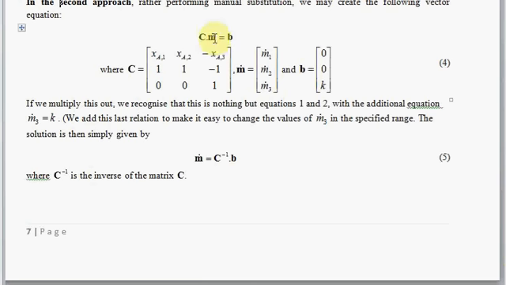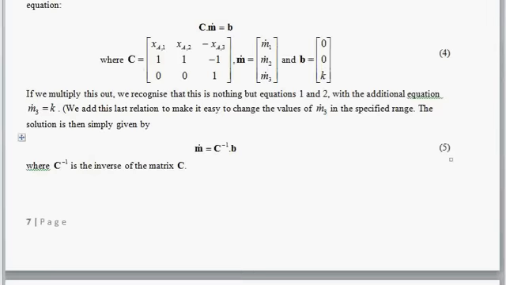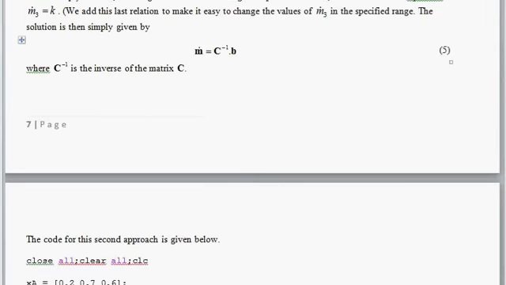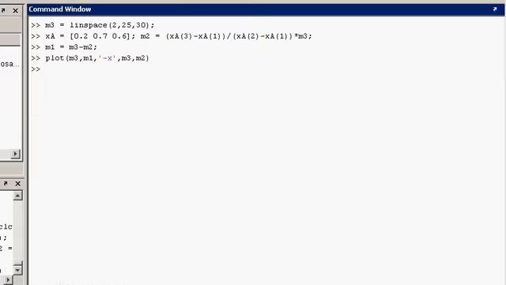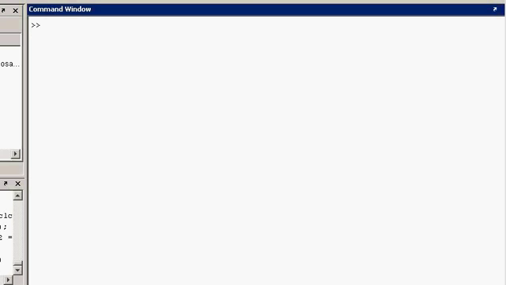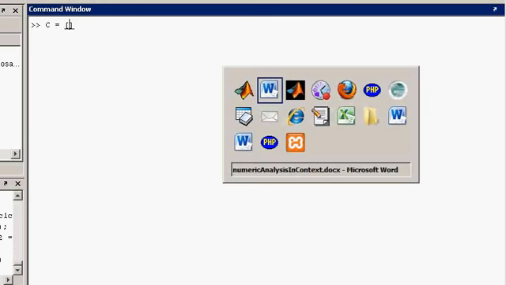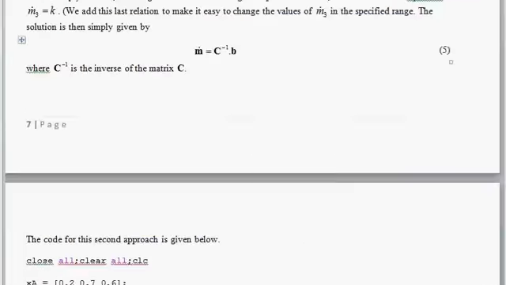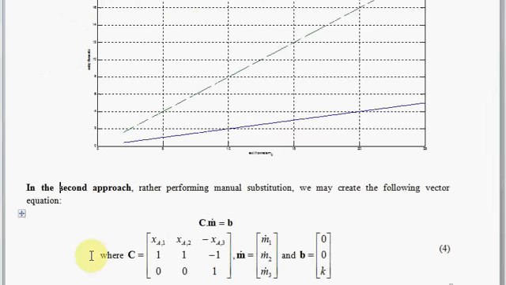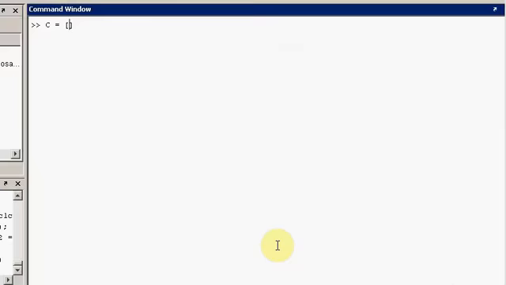If we look here, we can do that simply by inverting matrix C and multiplying both sides. Then we get here m dot is equal to C inverse times B, and so let's write the code for that. So let's just clear the screen here, and then let's develop matrix C first. So if we look at matrix C, let's look here. Matrix C is that set there, so let's just write that through.